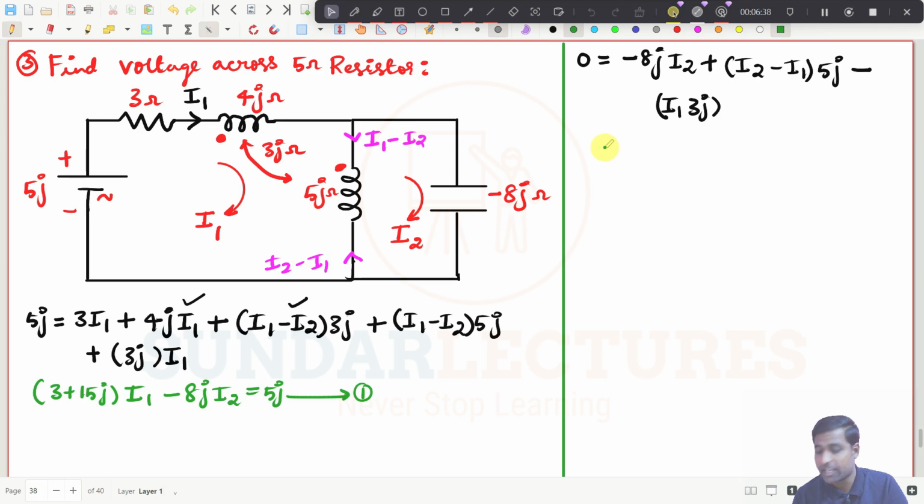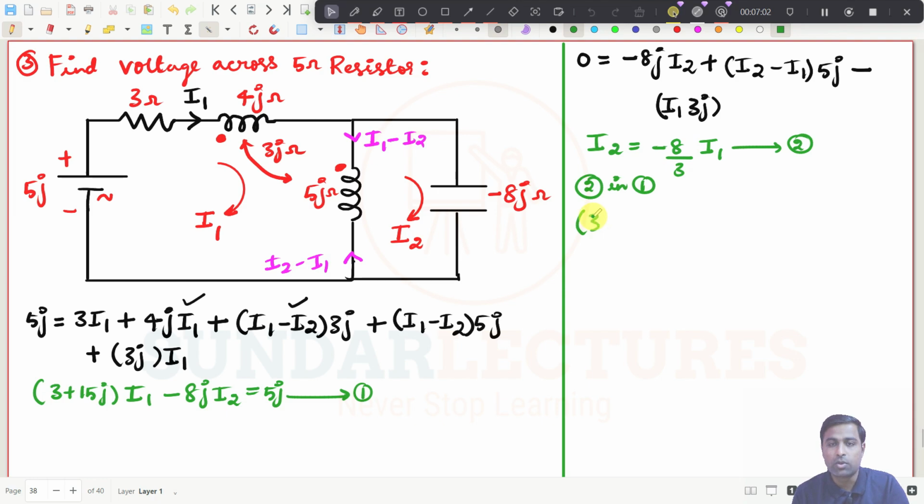Say I am getting it to be I2. Straight away I will write I2, which is equal to minus 8 by 3 I1. This is expression number 2. And you put 2 in 1. Simply, you put 2 in 1. Straight away substitute I2, instead of I2, you substitute the values.